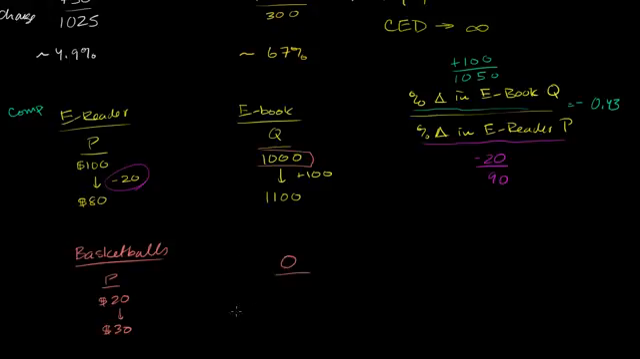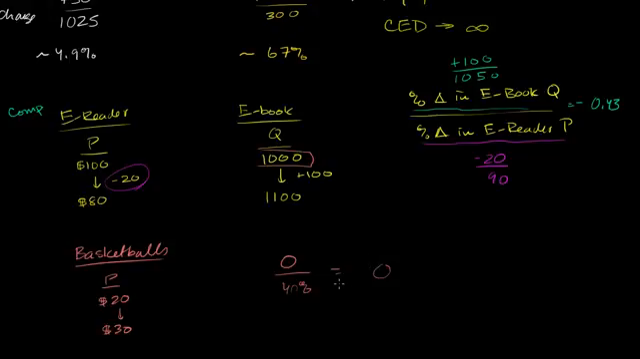So we're going to have 0 when we want to do this cross elasticity of demand over my percent change in basketballs, which would be 10 over 25. Sorry, which is a 40% increase. So that would be 0 over 40%, which equals 0.